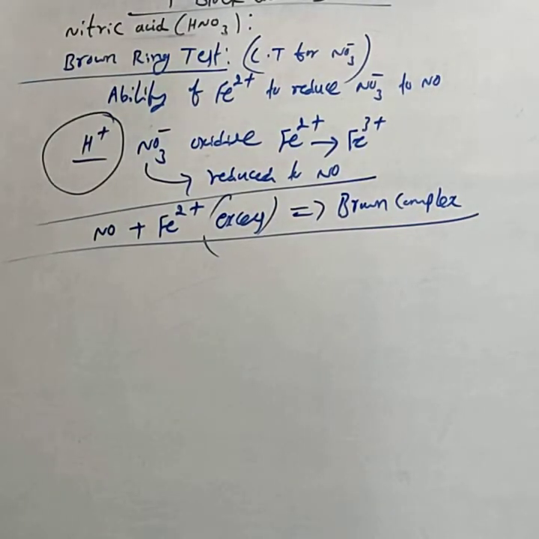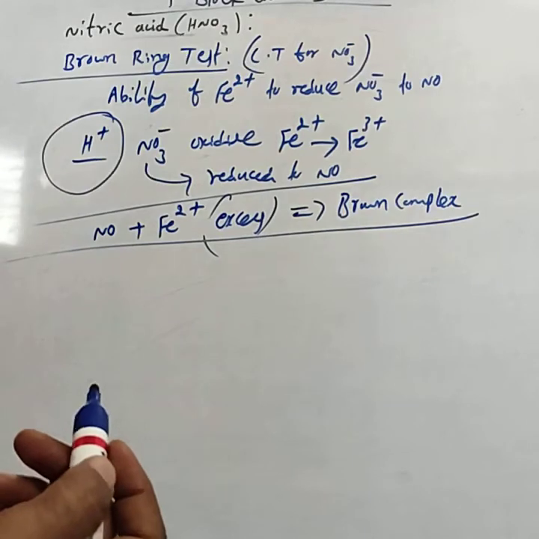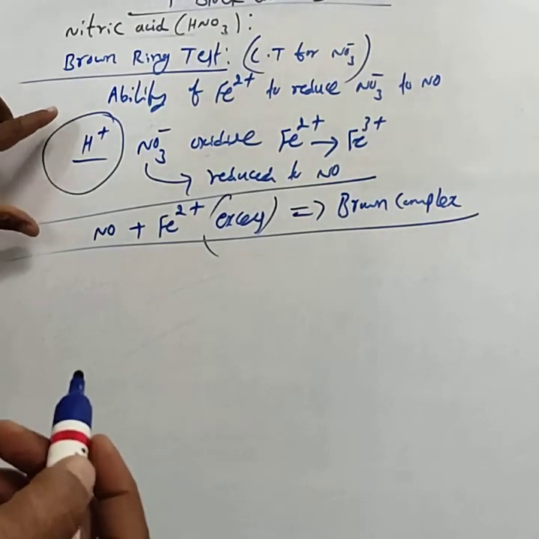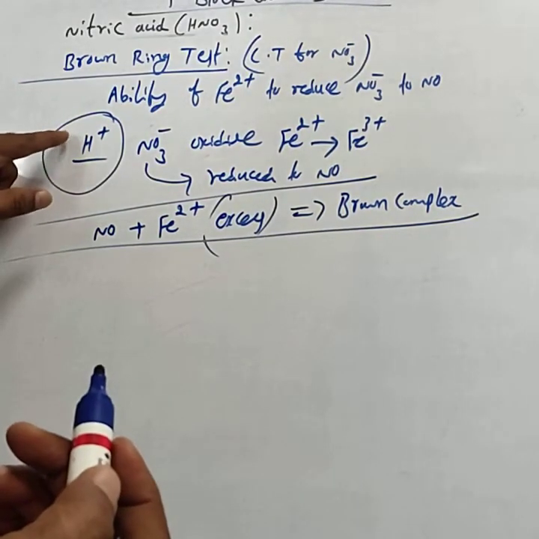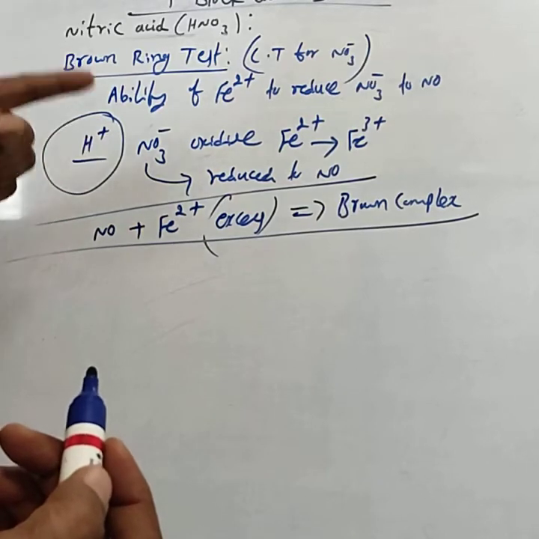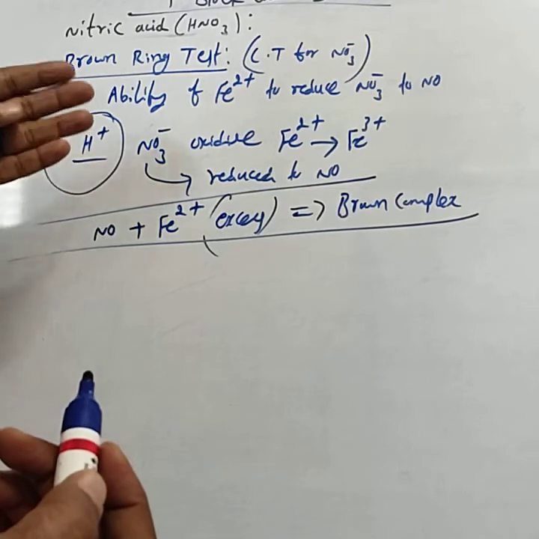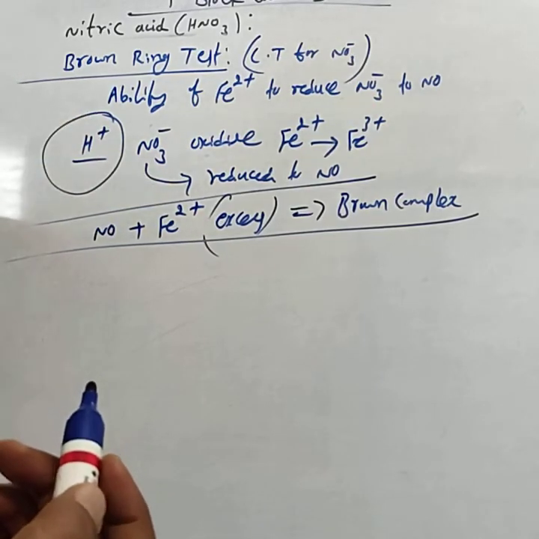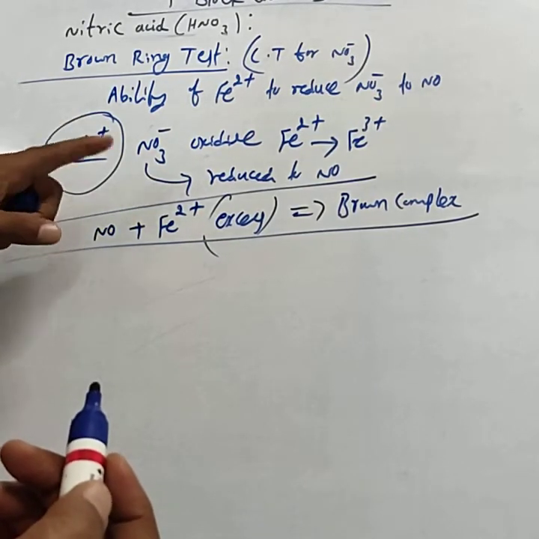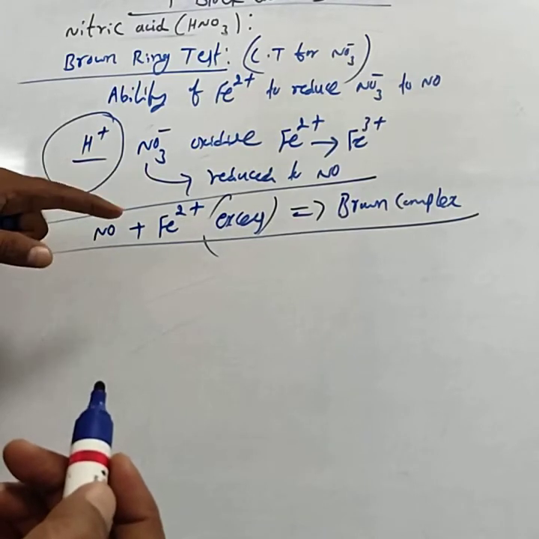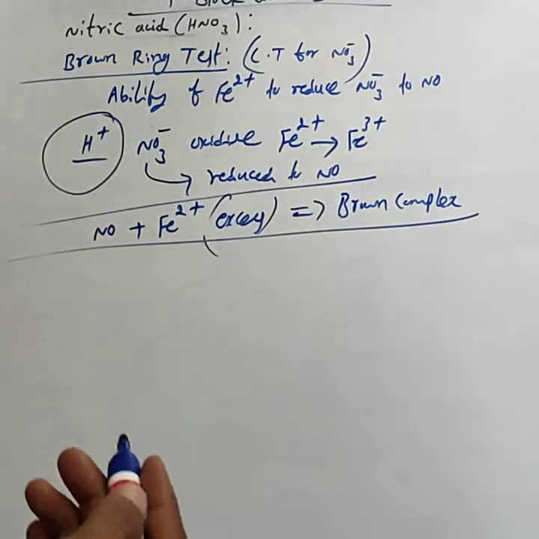For this one, you have to write the reaction. In the theory exam, you just have to consider that in the presence of sulfuric acid, nitrate ion oxidizes ferrous ion to ferric ion. Nitrate ion gets reduced to nitric oxide. That formed nitric oxide reacts with ferrous ion present in excess to form a brown complex.